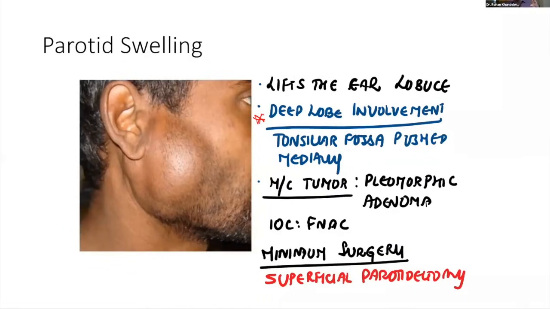The most common tumor of parotid gland is pleomorphic adenoma. Investigation of choice is FNAC, that is fine needle aspiration cytology. I've already told you 23 to 30 gauge needle is used. And the minimum surgery for parotid gland is superficial parotidectomy. So you should know this clinical examination point. It has been asked in the exam.